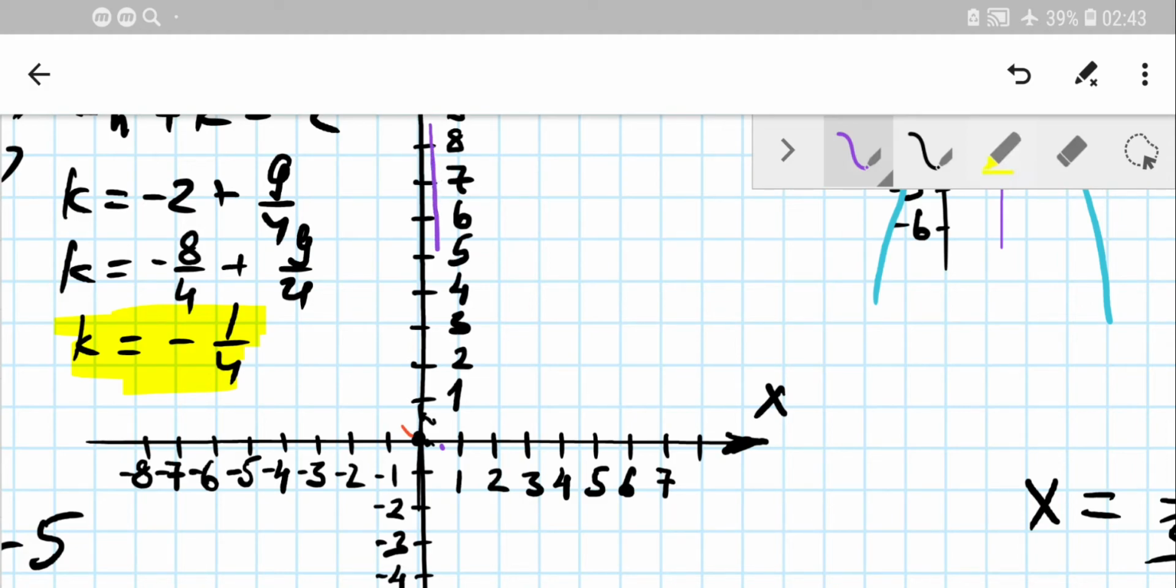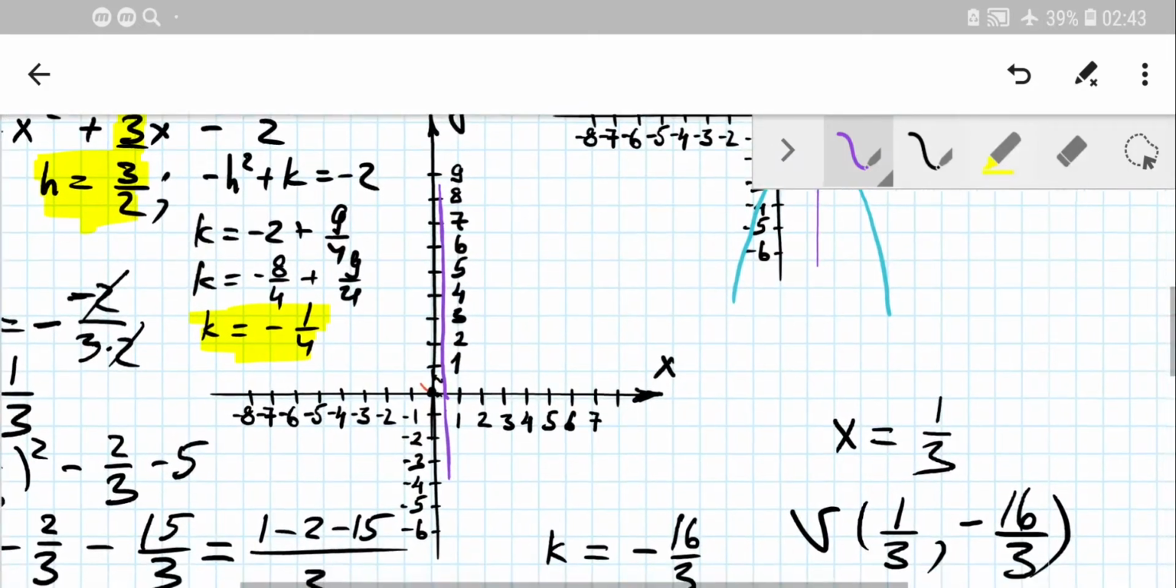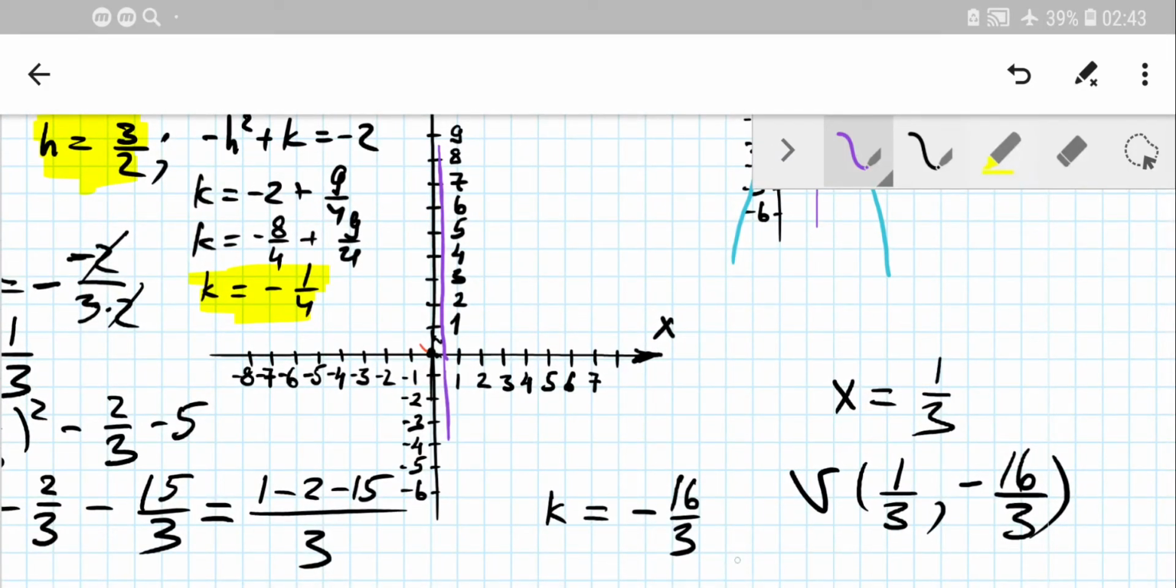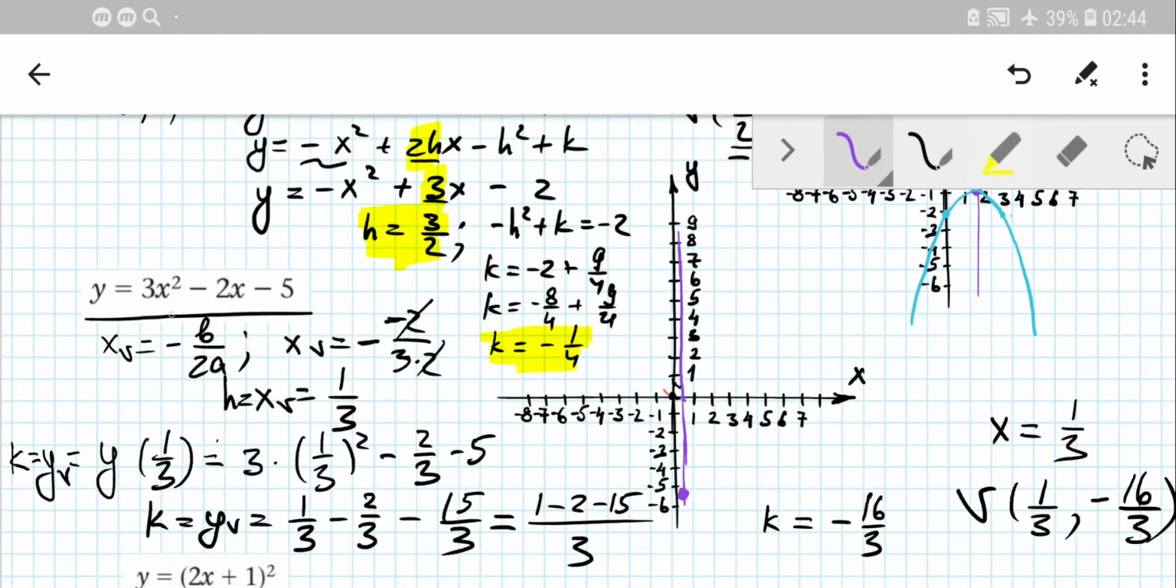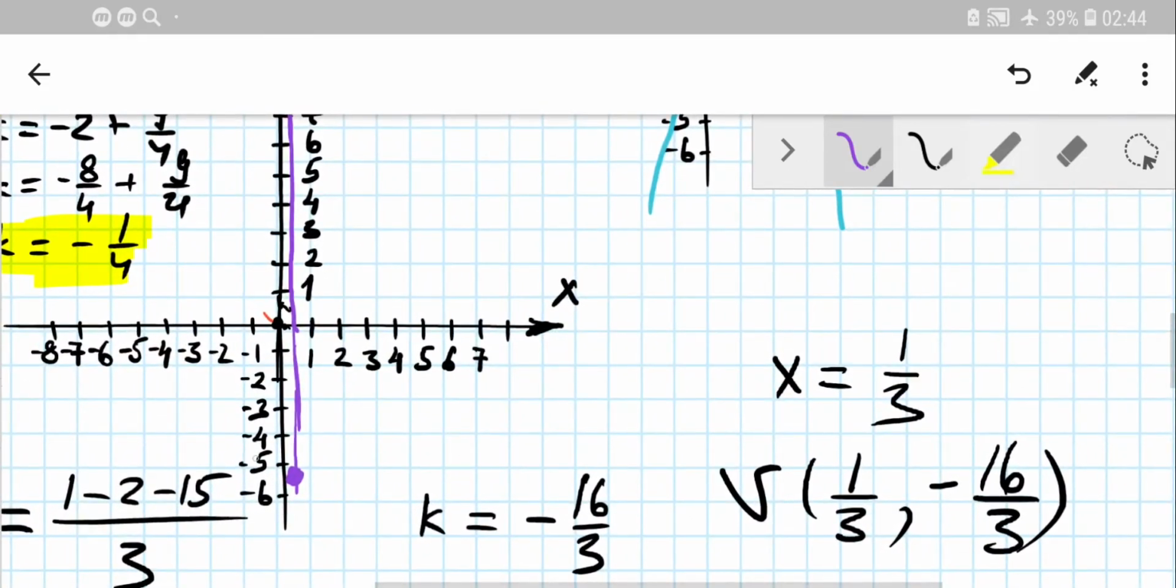And now I can put more or less a vertical line here. It goes through the point 1 over 3, and because 16 over 3 is about 5 something, so negative 5 something, it's going to be here, right? That's the vertex coordinate. All right, so your parabola should go upward, and this is going to be the y-intercept, so we've got something like this.